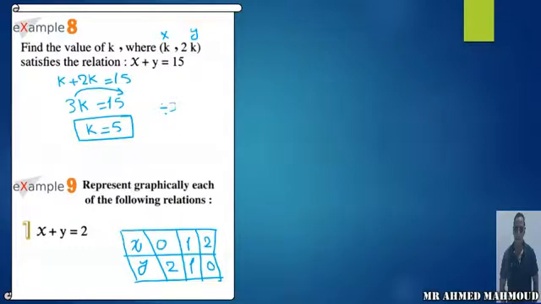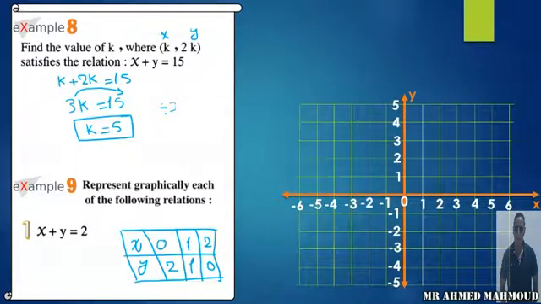Okay, I will draw these points on the graph like this. 0 and 2 will be here in this position. And 1 and 1 will be here in this position. 2 and 0 will be here in this position. Then I will connect them by a straight line like this. It's clear, it's very easy to represent this graphically on a straight line. Okay, another example.